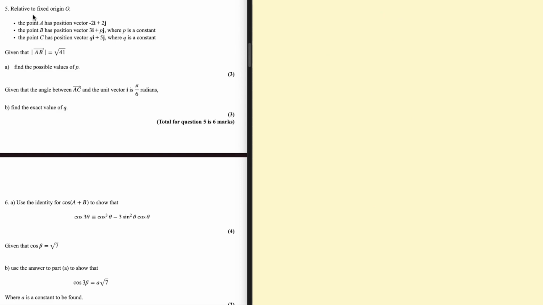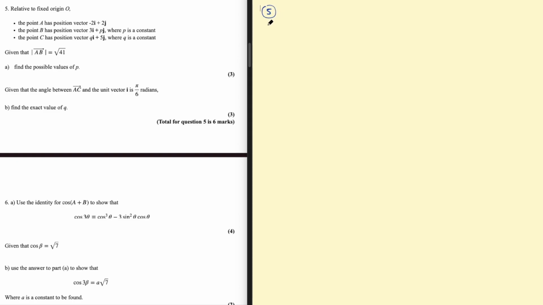Question 5 says, relative to fixed origin O, the point A has position vector negative 2i plus 2j. The point B has position vector 3i plus pj, where p is a constant. And the point C has position vector qi plus 5j, where q is a constant. Given that the modulus of the vector AB equals square root of 41, find the possible values of p.